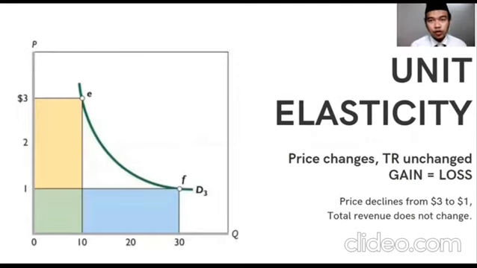And the last one, unit elasticity. Price changes, total revenue is unchanged. For example, when price declines from $3 to $1, total revenue does not change. When price is $3, the quantity demanded is 10. 3 multiplied by 10 is 30. And at $1, the quantity demanded is 30. 1 multiplied by 30 is 30. So total revenue does not change. And the gain is equal to the loss in this type of elasticity.